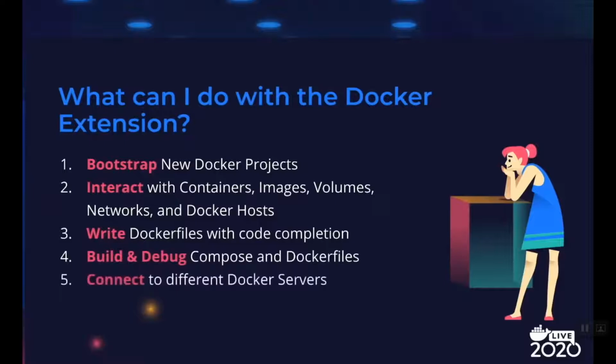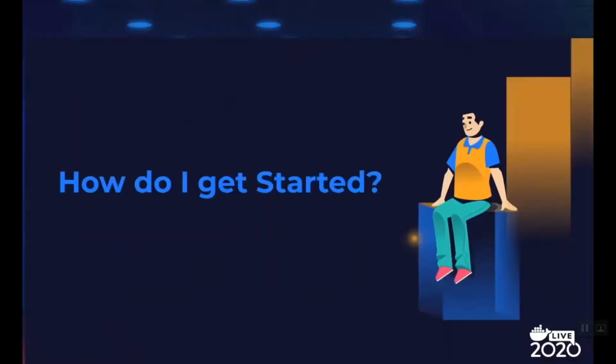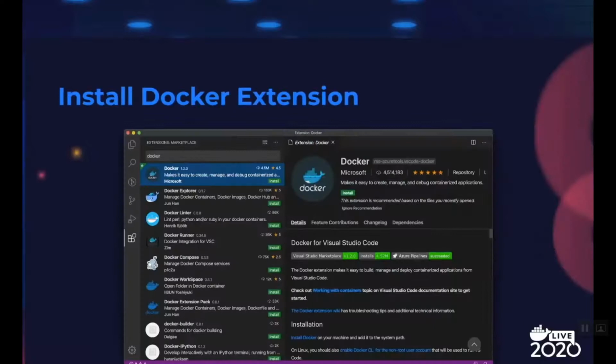And finally, we can connect to different Docker servers. Now, the Docker context command allows us to map Visual Studio Code to our local Docker host, to the cloud, to multiple servers. It really gives us the flexibility. So we can use the same Visual Studio Code interface, but connect to multiple Docker hosts. Really quite amazing. All right, how do I get started?